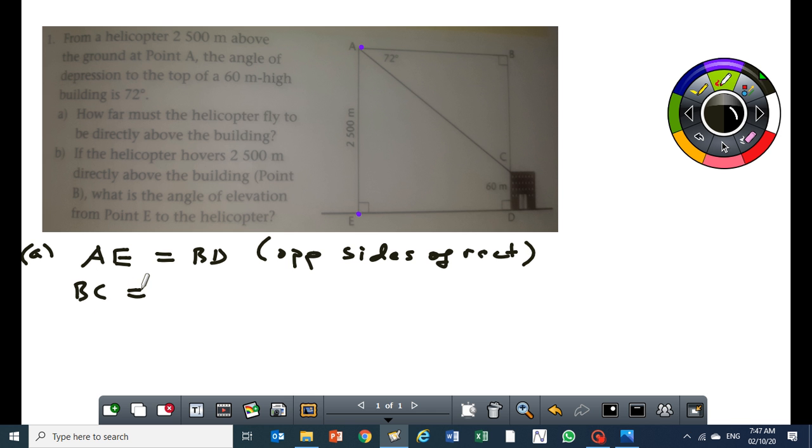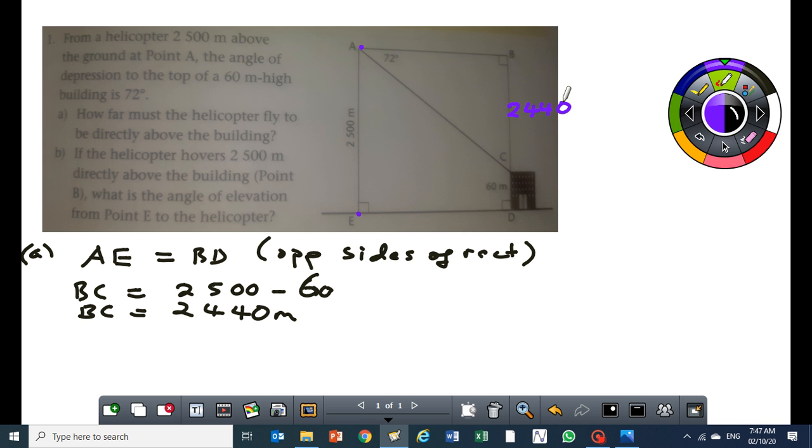Once BD is equal to AE, my length for BC is going to be equal to 2,500 minus 60 meters. And that will give me my BC as 2,440 meters. So the length of BC is 2,440. I hope when you were doing the question, you saw that.